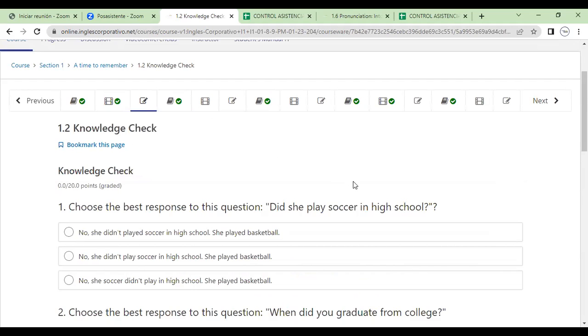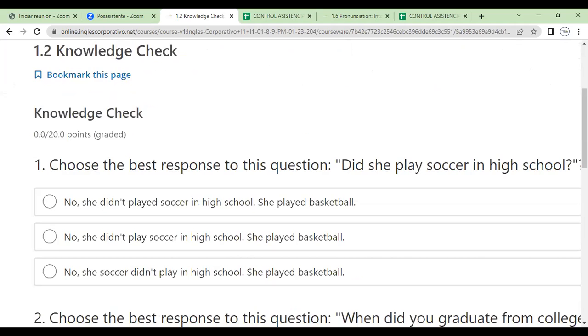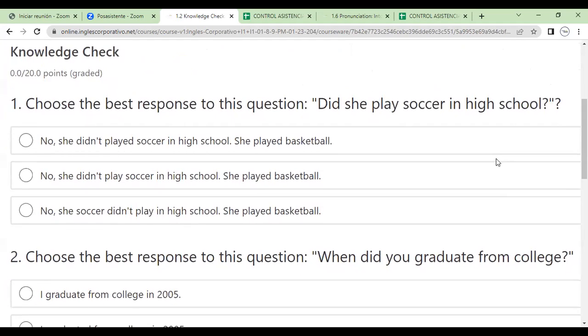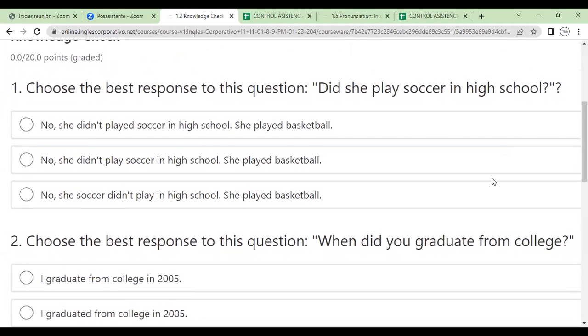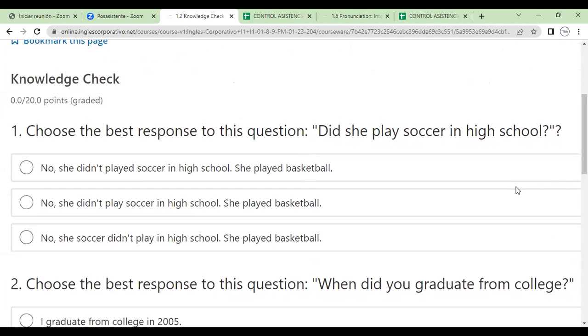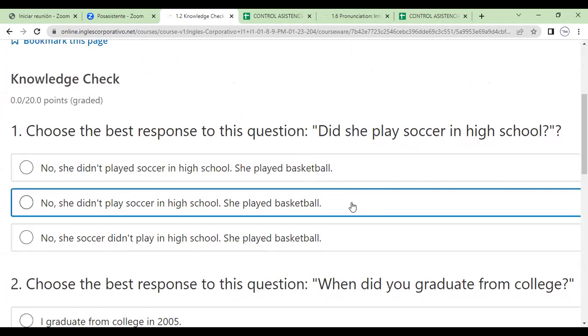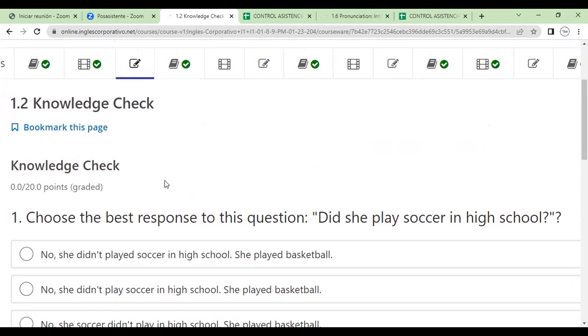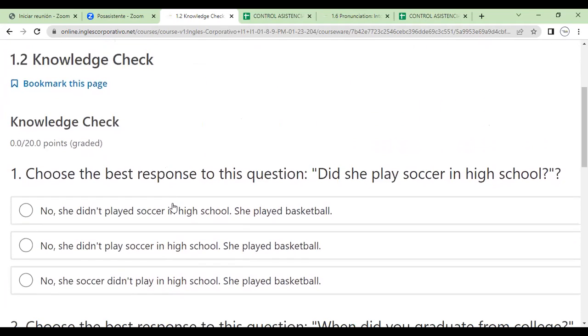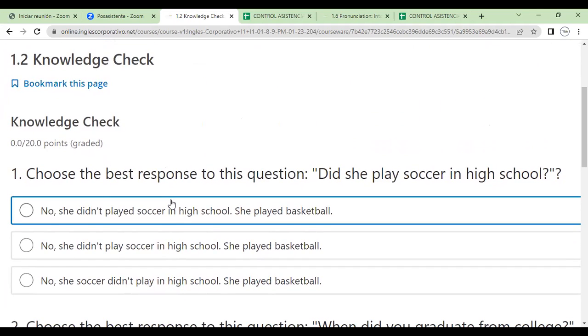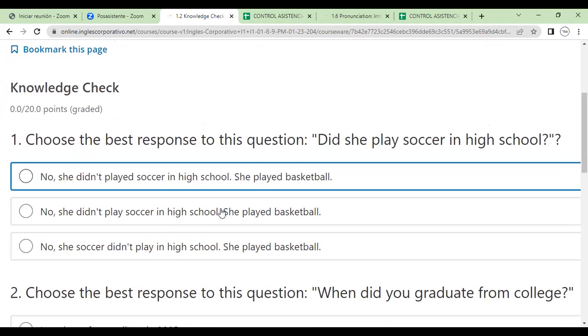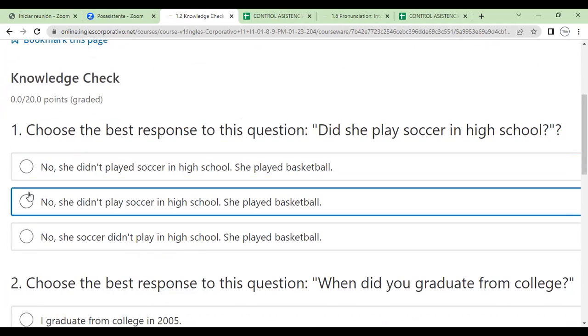Now we're gonna check. Do you see the questions? Yes, teacher. I will read, then you will tell me what's the best option. It says knowledge check. Excellent, very good. Choose the best response to this question. Did she play soccer in high school? Is it A, B, or C?